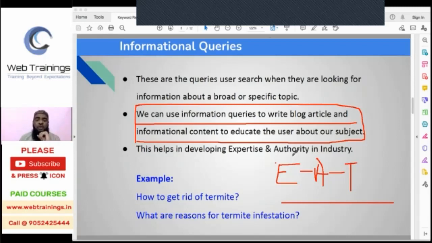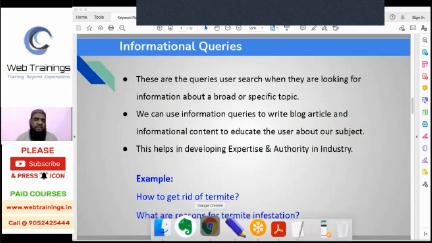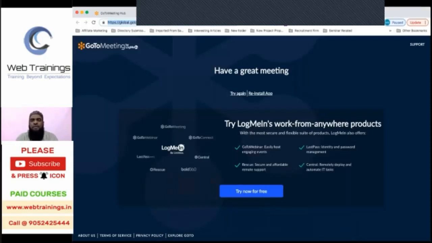If you ask me, sir, how does web trainings use this concept of informational queries? See here a simple idea. I'm going for a live search now to give you an example. There are a lot of people looking to understand digital marketing. A lot of people want to know what is digital marketing, what is the scope of digital marketing, what are the features of digital marketing, career options of digital marketing.